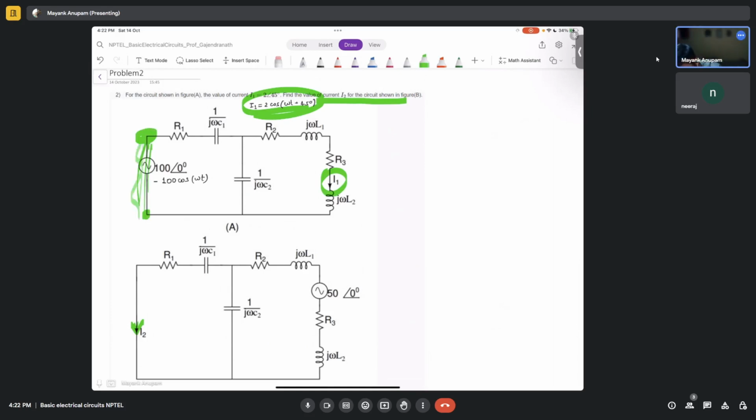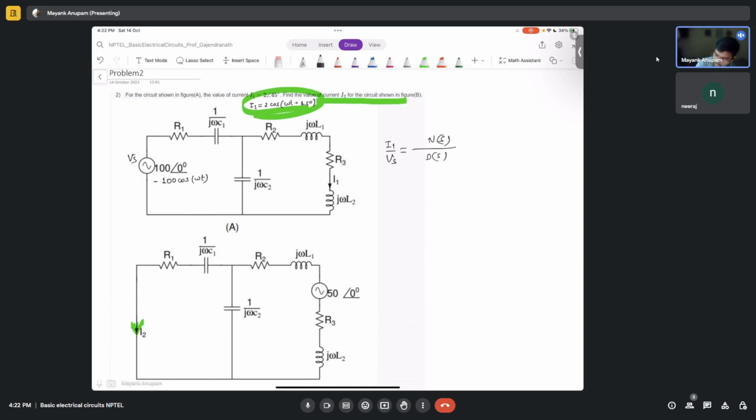So let's say what do you want to know? I1 by V, let's call it Vs. I1 by Vs is some random transfer function, right? Some numerator upon some denominator. I am talking in terms of Laplace transform.